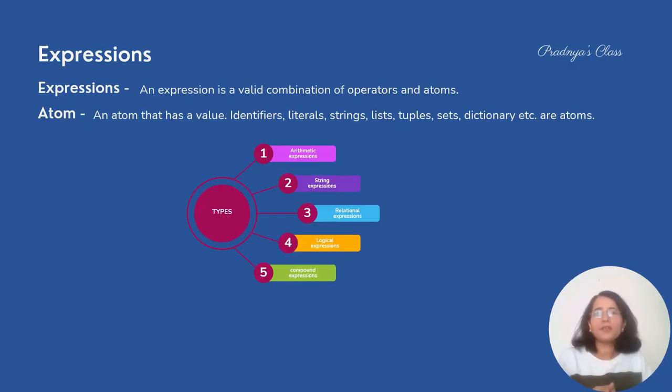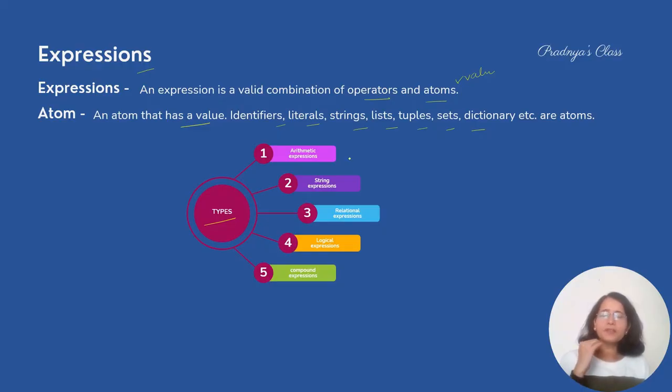Just now we evaluated some expressions, so let's try to understand what are expressions and the types of the expression. Expression is a combination of operators and the atoms. Atoms are nothing but a value. So look at the definition of the atom. Atom means which has some value. It can be any type of data type which has values. So it can be identifier, it can be literals, string, list, tuples, set, dictionary, etc. Because here all these data types we are using to store some values.